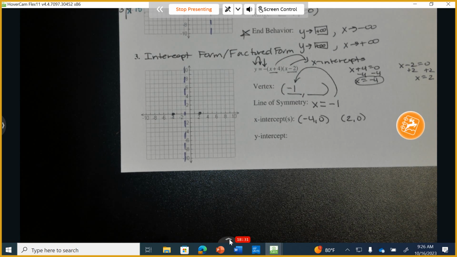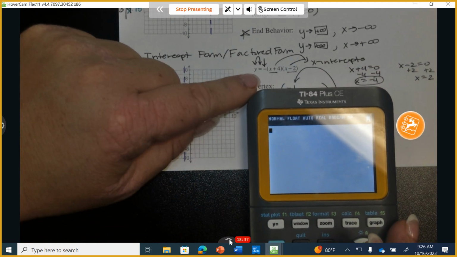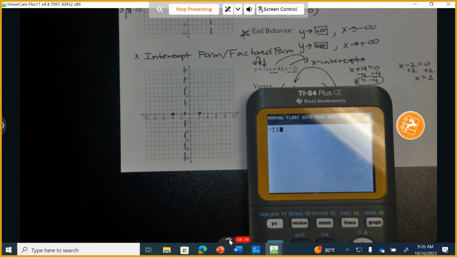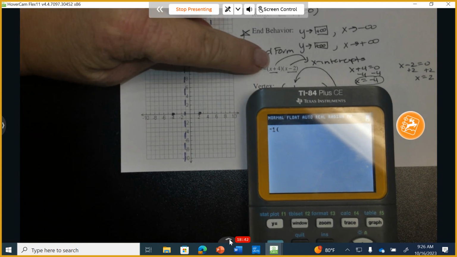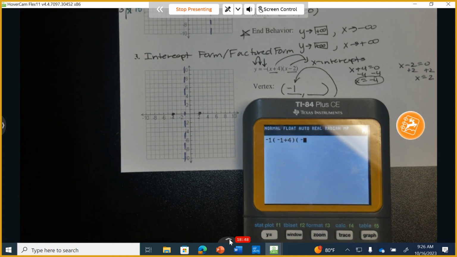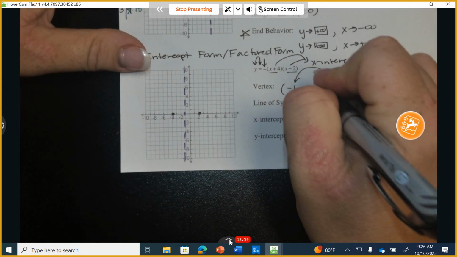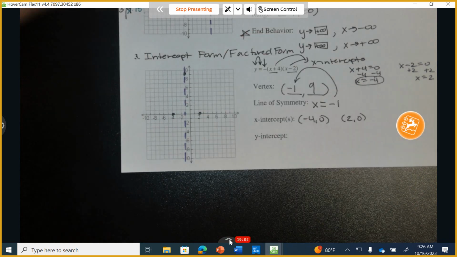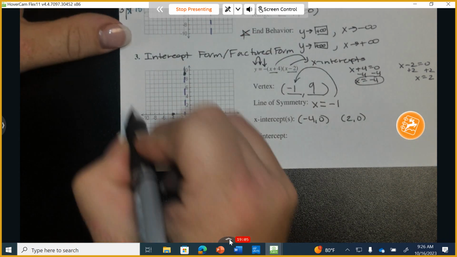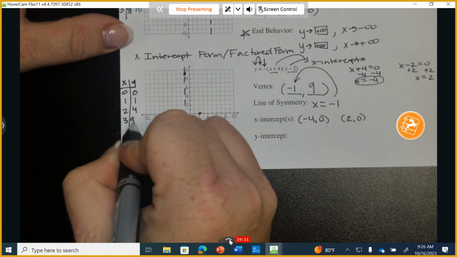So how do I figure out what the y coordinate of the vertex is? Grab your calculator and we're going to plug this in. So we have -1. That negative sign is like a hidden -1. And I'm not going to type in x. My x is -1. So it's -1 times (-1 plus 4) times (-1 minus 2). Whatever I get for an answer will be the y coordinate of the vertex. So in this case, it is 9. So I'm going to come up here to 9, all the way up to 9, and make a dot. Zero, 0, 1, 1, 2, 4, 3, 9.